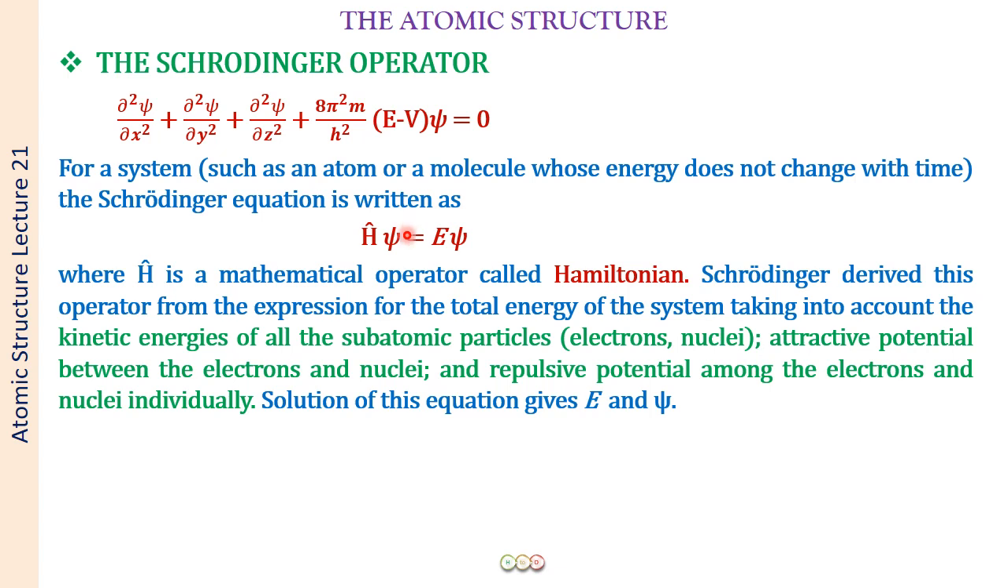So the solution of this equation is going to give us E, and it will give us all the information we need for an electron. One more thing that was left over is that this equation is for a system, an atom or a molecule, whose energy is not changing with time. That is, probably we are considering a free electron.